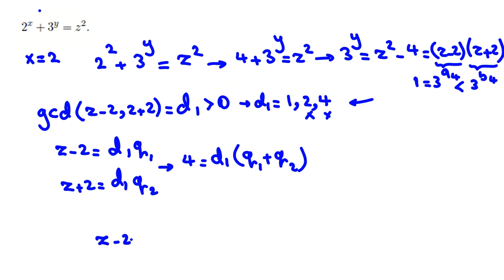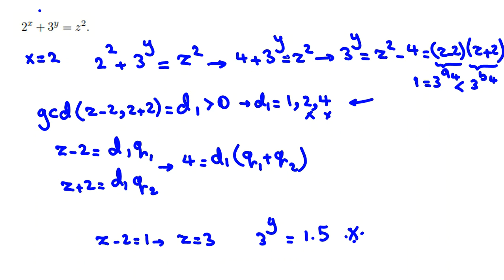Because z minus 2 is 3^a4, it is 1. So z is 3. Now we conclude 3^y is what? 3 minus 2, 1, times 3 plus 2, 5. 1 times 5 is a power of 3, and it's a contradiction. So for x equals 2 also, we didn't find any good answer.